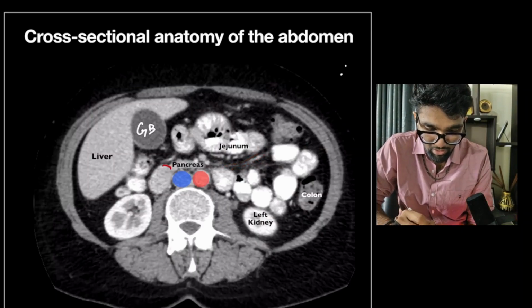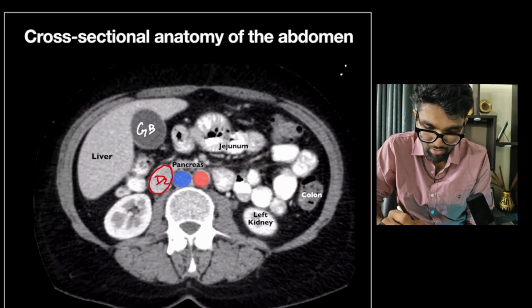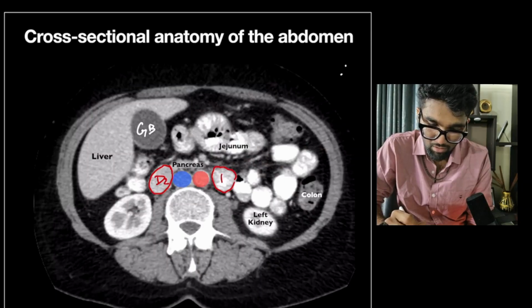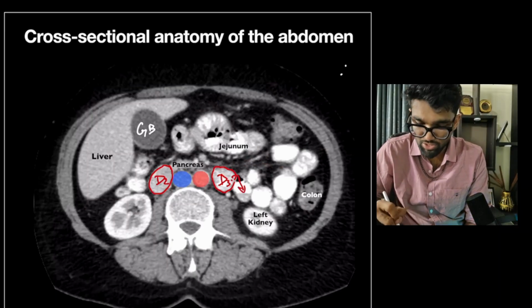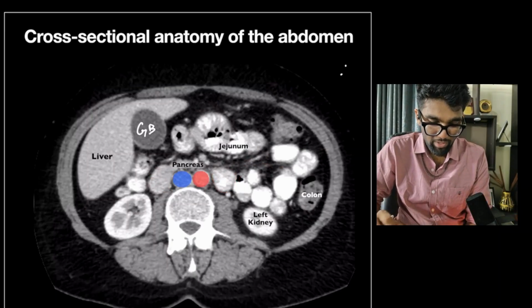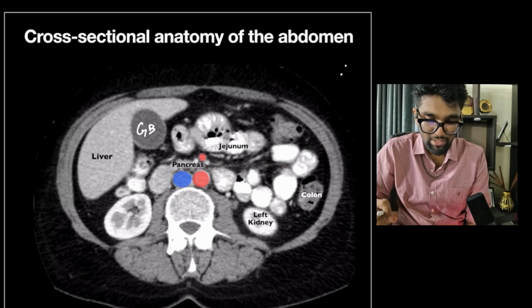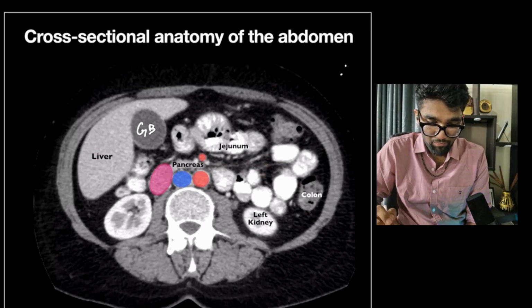And this would be the second part of the duodenum, and this is the third part of the duodenum. And then, as you can see, just at a higher level, there would have been a transition from the duodenum into the jejunum. Okay, so I hope that anatomical orientation is clear now. Now, moving ahead, so that's the second and the third parts of the duodenum.